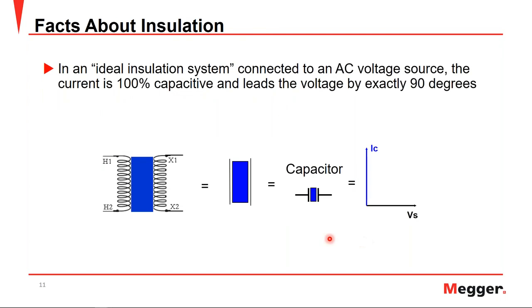When we talk about the ideal insulation, we can look here where you have your primary side windings and your secondary side windings that are separated by a dielectric, which is the insulating materials in between.